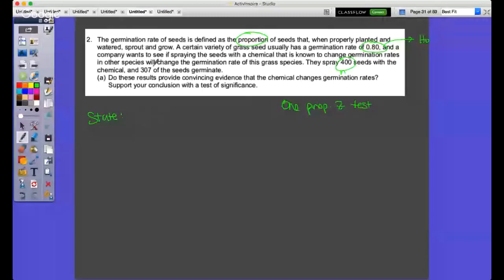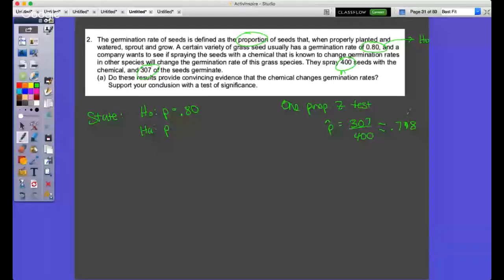307 of them germinate. So here we are. P hat is 307 over 400. I've got my null, I've got my alternative. Let's see what we've got here. Because we're P world, it'll be P is equal to, and we know it's 0.8 because that's the claim, right? So we're comparing this to the actual claim that's there. And I'll do 307 divided by 400. This would be 0.768.